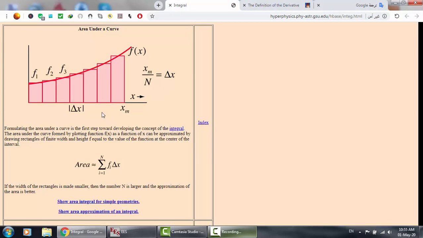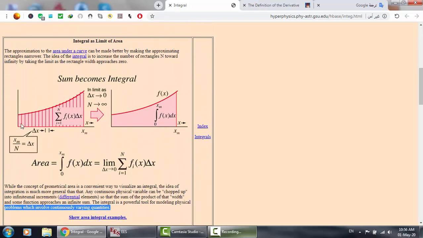So now the integral is the area under the curve. So formulating the area under the curve is the first step toward developing the concept of integral. The area under the curve formed by plotting function f(x) as a function of x can be approximated by drawing rectangles of finite width and height equal to the value of the function at the center of the interval. Okay, so we want to get the area under the curve by calculating the area of each rectangle and then adding them plus plus, and then we get the total area.